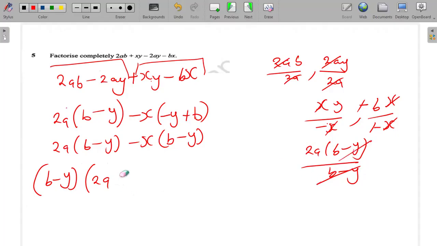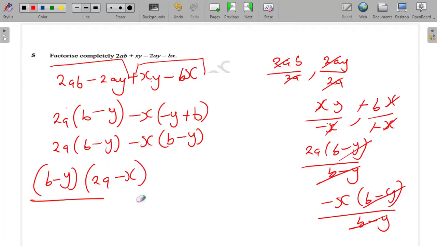I'll remain with 2a. Then here, I'm having a negative x, and then b minus y. I divide with it, b minus y. So b minus y and b minus y will go there. So it means that I'm going to remain with the negative x. So this is my final answer there. So that's what we have for that question.